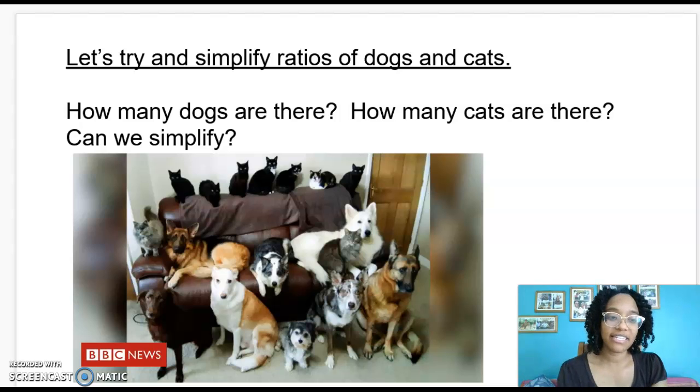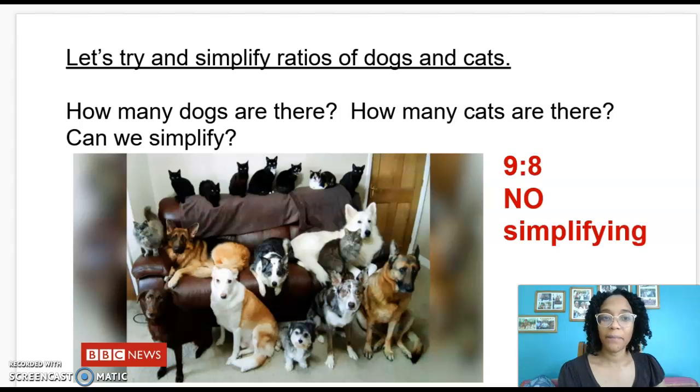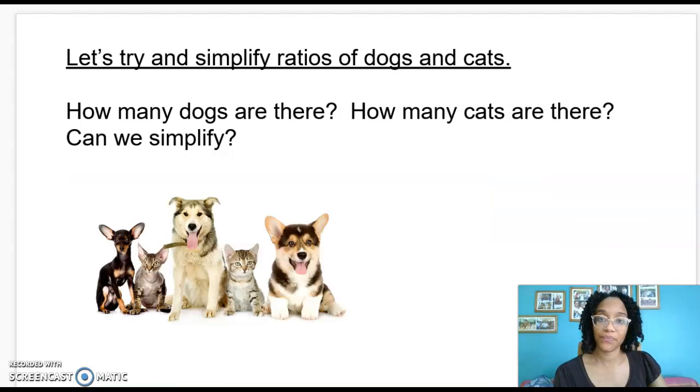Let's try and simplify the ratio of dogs to cats. I will give you a little minute to count. How many dogs are there? How many cats are there? Now that you've found the numbers, can we simplify? No. There are 9 dogs and 8 cats in the picture. So we cannot simplify because 9 and 8 are not found on the same times table outside of 1. 9 and 8 do not share common factors other than 1. So we can't divide them and make them simpler.